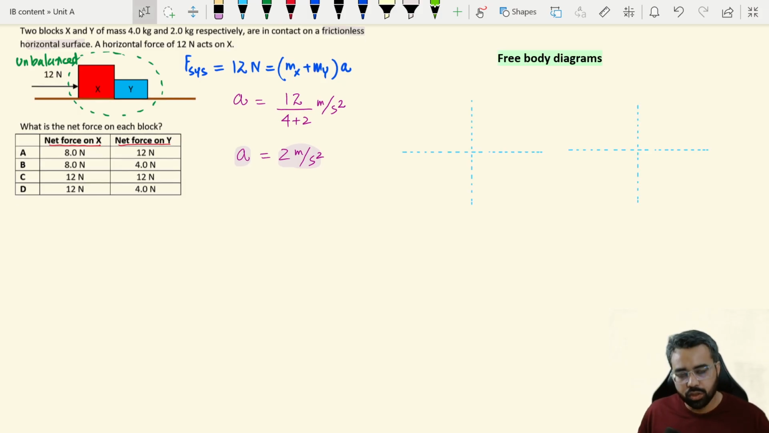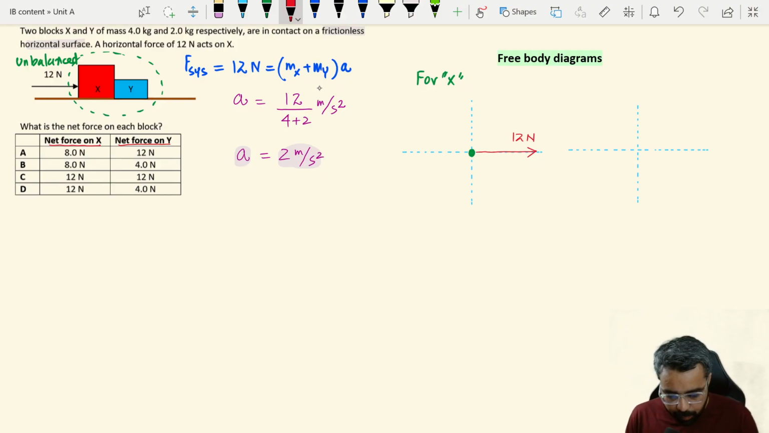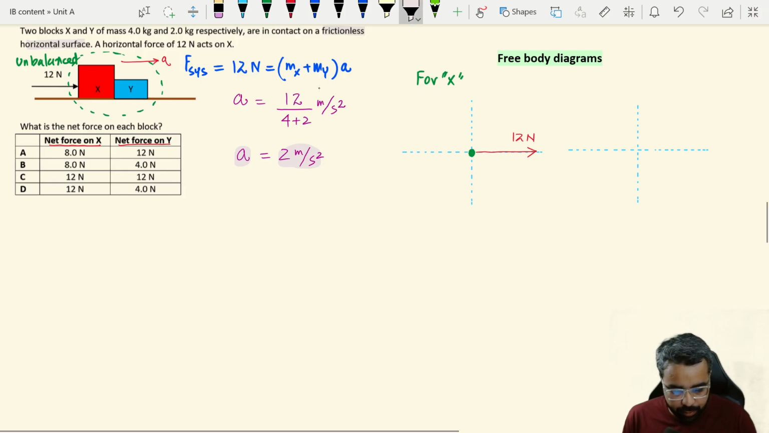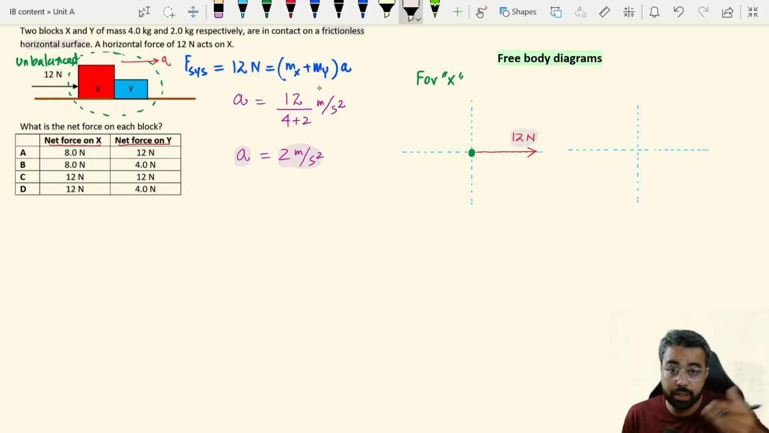So let's draw the free body diagram for X first. This is for X. We will consider this point as representing the object X, on which we see one force, the applied force, in this direction, that is 12 Newton. And we see that the acceleration is in this direction. That's why the 12 Newton force I have just drawn should be greater than the other force that will be exerted in the opposite direction.